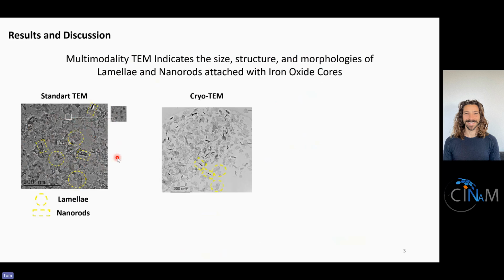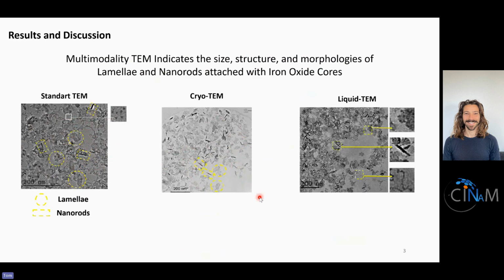Afterward, we went to cryo-TEM, and once again, we observed the same morphology with the two species: the lamella here, almost everywhere on the sample, and in some parts, the small nanorods. But compared to previously, we did not observe any iron oxide cores on the background. In the cryo-TEM, we did not observe any of that. Then we continued with liquid TEM, and we had similar observations to cryo-TEM. So we observe the lamella and the nanorods.